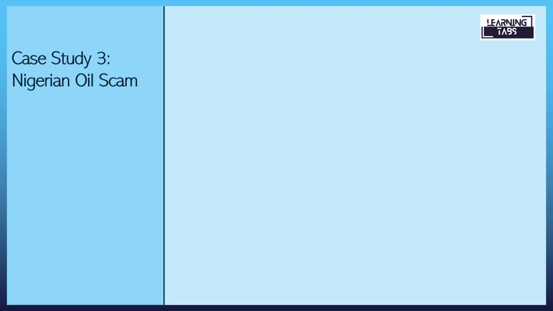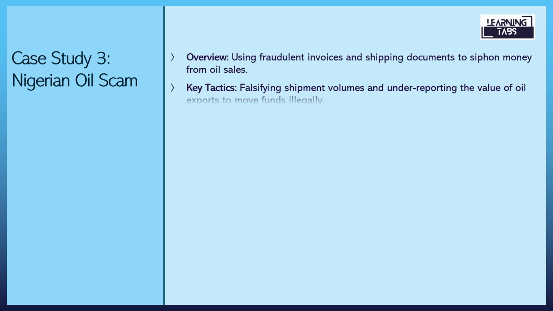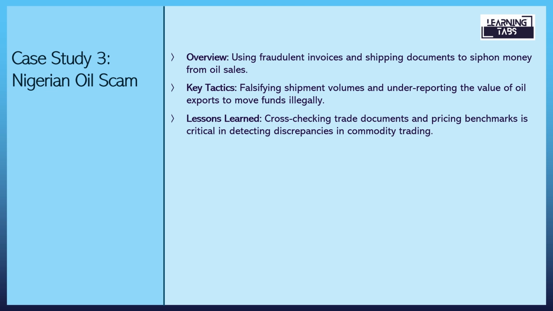Case Study 3: Nigerian Oil Scam. Overview: using fraudulent invoices and shipping documents to siphon money from oil sales. Key tactics: falsifying shipment volumes and underreporting the value of oil exports to move funds illegally. Lessons learned: cross-checking trade documents and pricing benchmarks is critical in detecting discrepancies in commodity trading.